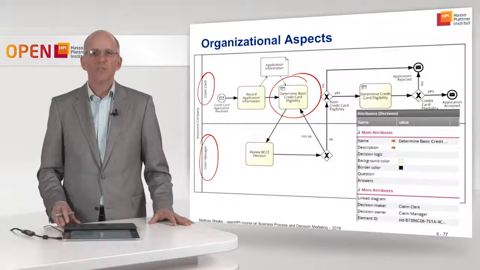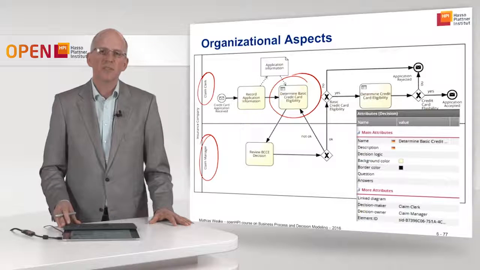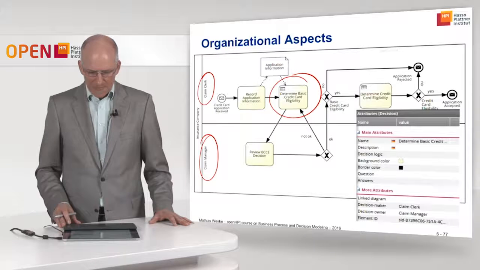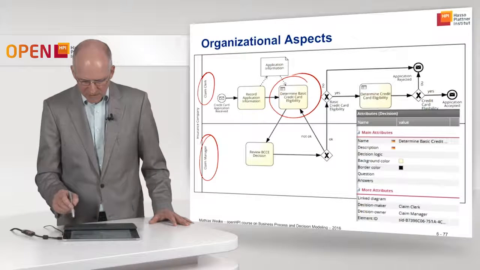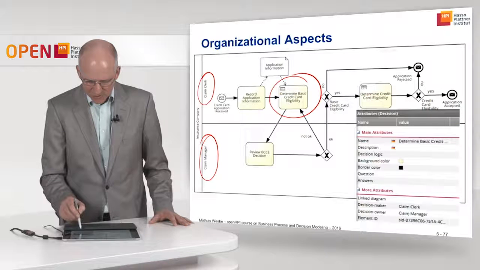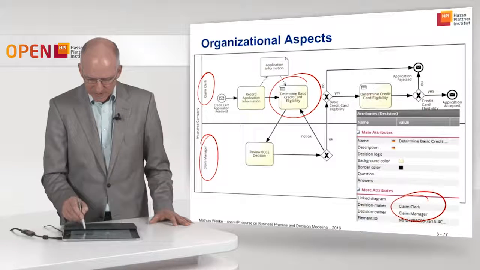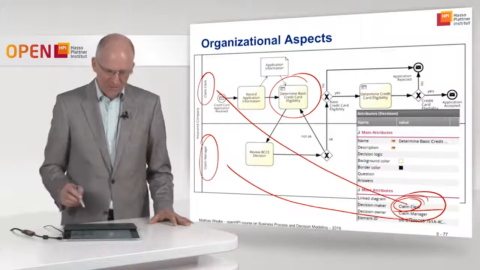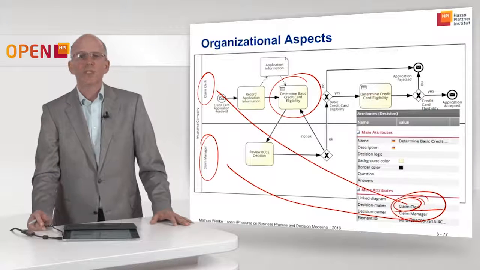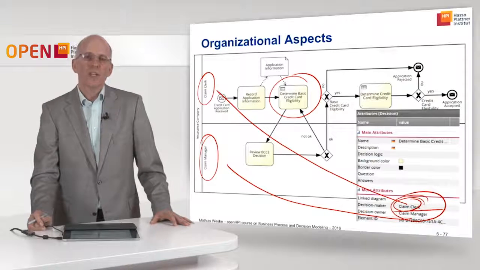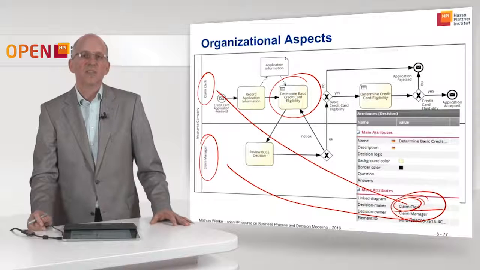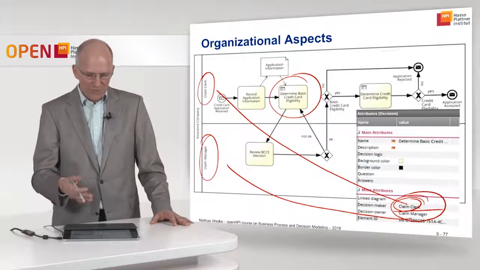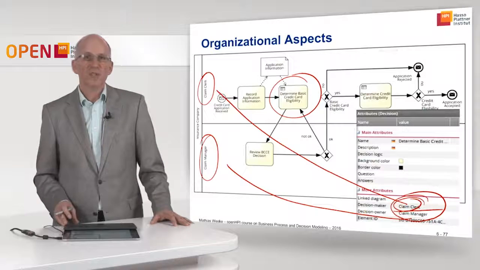Then we have a decision requirements diagram, and as an element of the decision requirements diagram, we can specify attributes of decisions. And here we have the attributes decision maker and decision owner. Decision maker is the claim clerk. That's exactly the role we have here. And the claim manager is exactly the role here. So thereby we can make sure that organizational aspects are also consistent, so that the decision maker in the decision requirements diagram matches the role that is responsible for performing the decision in the process.